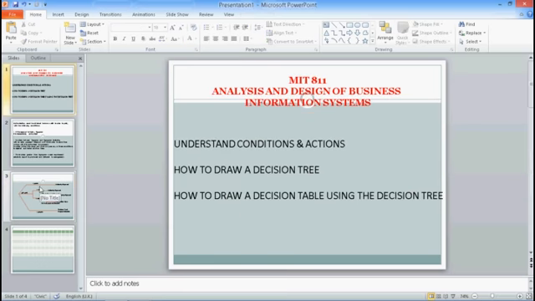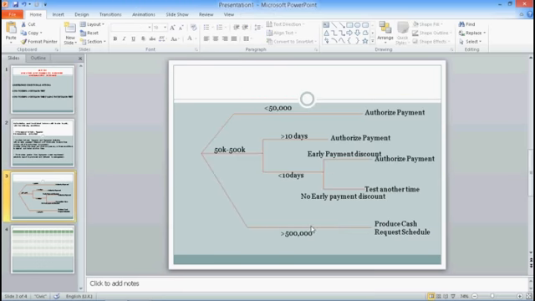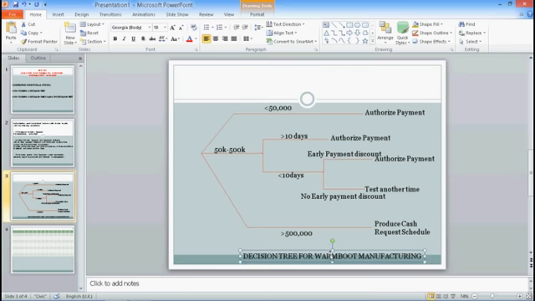Now, already we have our decision tree. So this is the decision tree for One Boat Manufacturing. Well, for their accounts payable system anyway, for the accounts payable information system. But let's just say decision tree for One Boat Manufacturing.